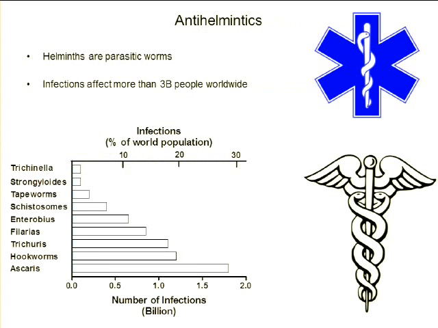So helminths are a family of parasitic worms, and infections of humans with helminths affect more than 3 billion people worldwide. There are about 7 billion people on Earth, so almost half of the world's population is infected at any given time with a parasitic worm. Now, you've all seen these symbols, and there are stories out there.